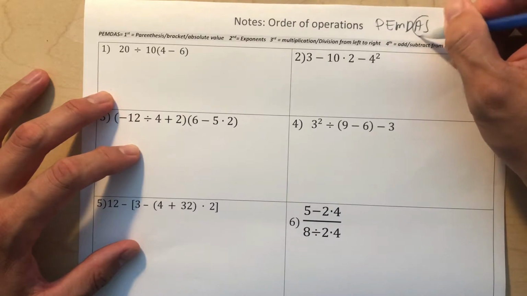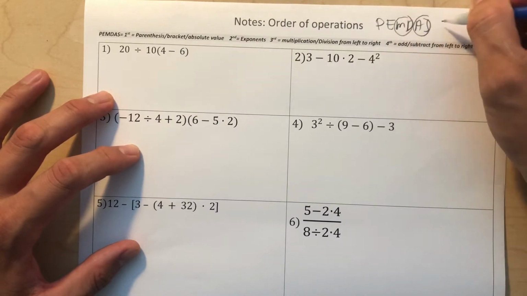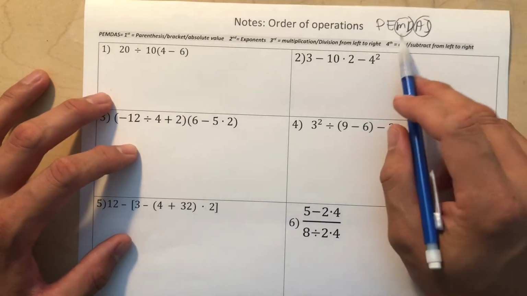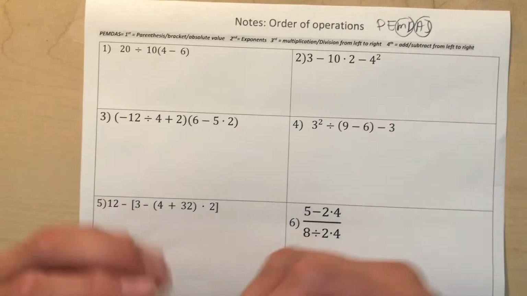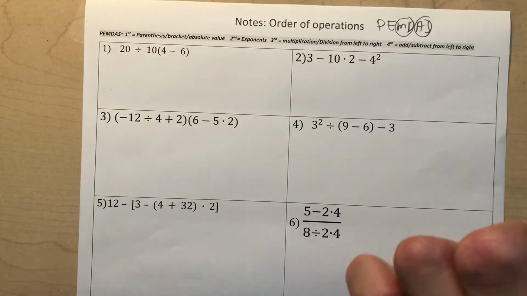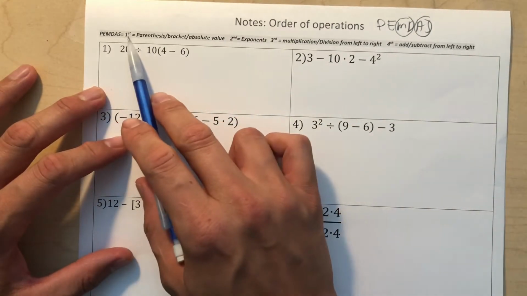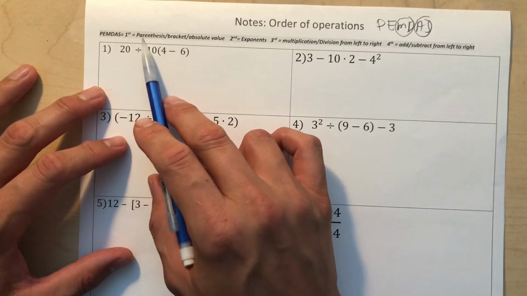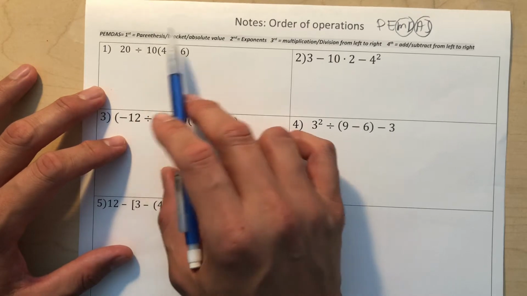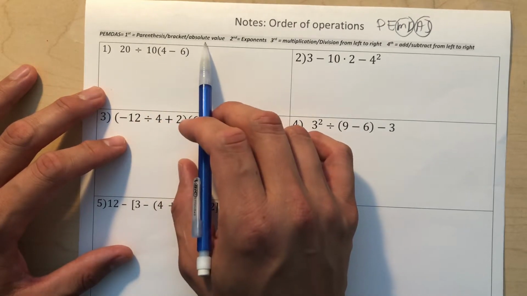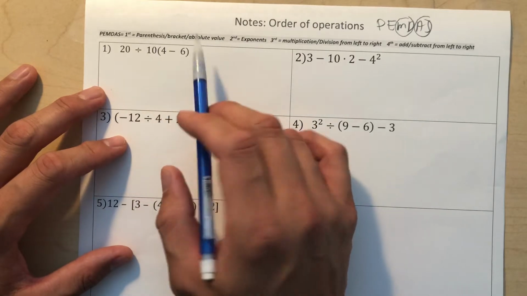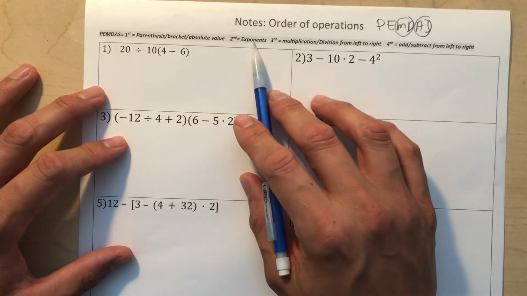Okay, now multiplication and division are actually on the same level. Addition and subtraction are also on the same level. Let me explain that when we get to it. The first thing you always want to do is whatever's inside a parenthesis, a bracket, or an absolute value. You can do that first, and then what comes second is exponents.